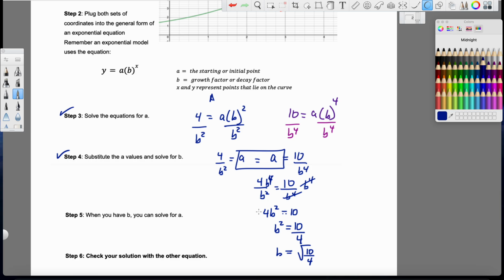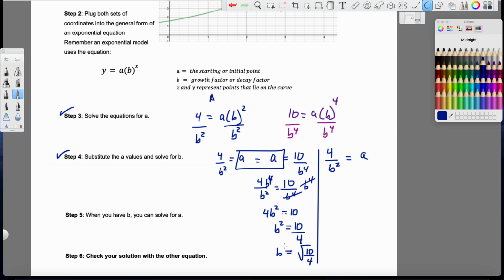So now we're going to do step 5. We could use either one of these equations. I'm going to use this one because it's going to be a little bit easier. So I've got 4 over b squared. Let's see here. Is that what I would do? Yeah, I could do that. 4 over b squared equals a.